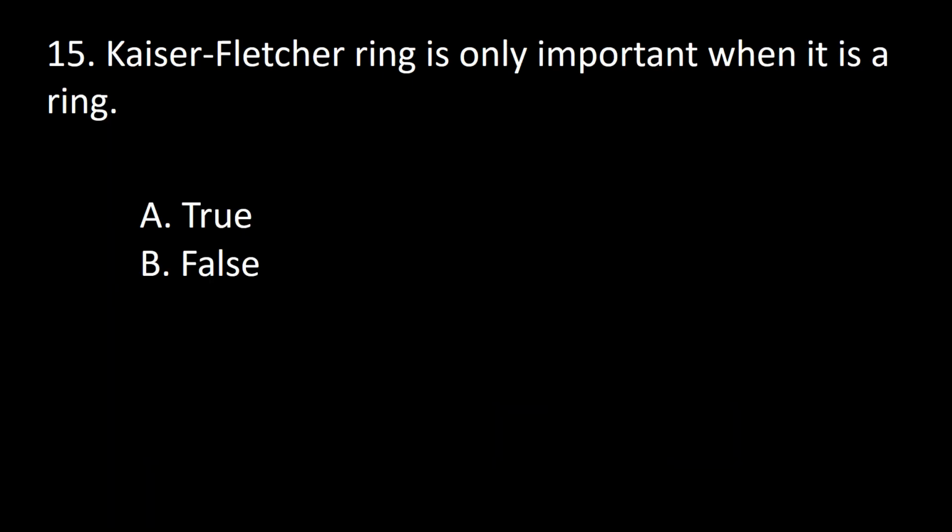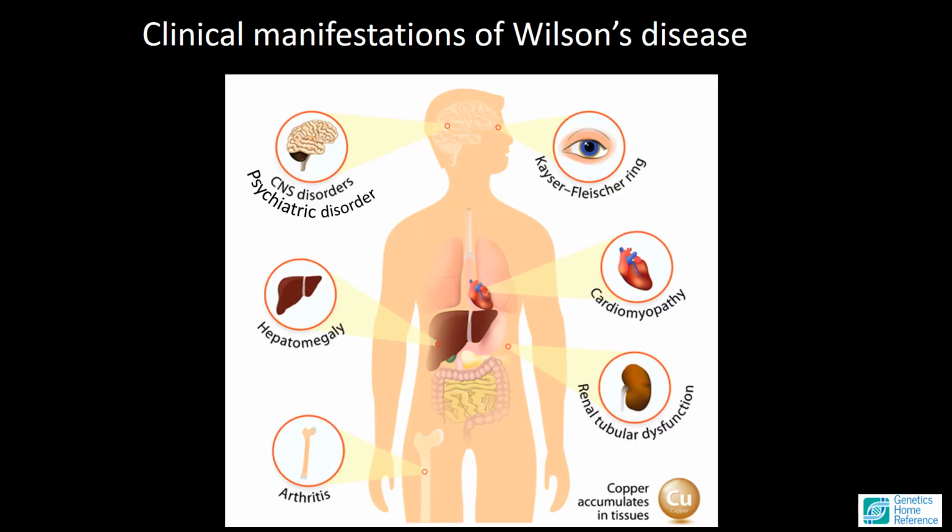Next question. Kayser-Fleischer ring is only important when it is a ring. A true, B false. This drawing shows some of the organs involved in a patient with Wilson disease. Wilson disease is an autosomal recessive disorder that, as you can see, can affect many organs. We will first look at the eye findings.